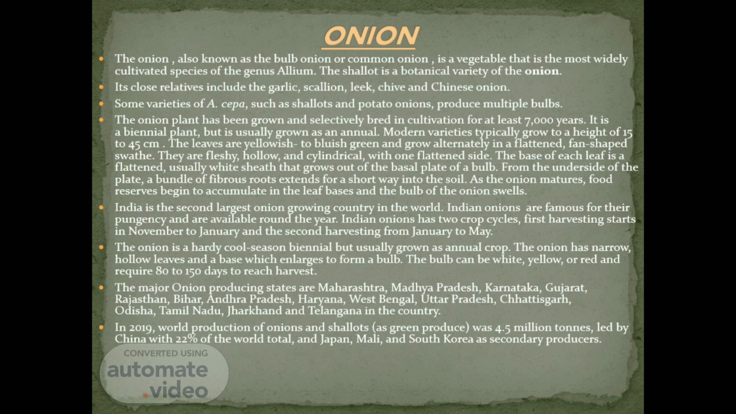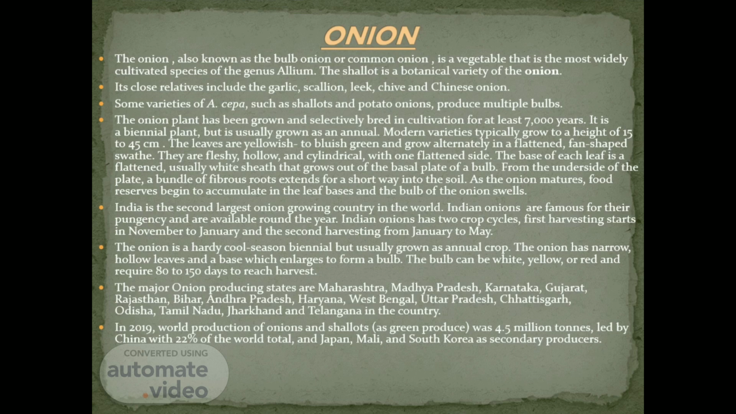The base of each leaf is a flattened, usually white sheath that grows out of the basal plate of a bulb. From the underside of the plate, a bundle of fibrous roots extend for a short way into the soil. As the onion matures, food reserves begin to accumulate in the leaf bases and the bulb of the onion swells.